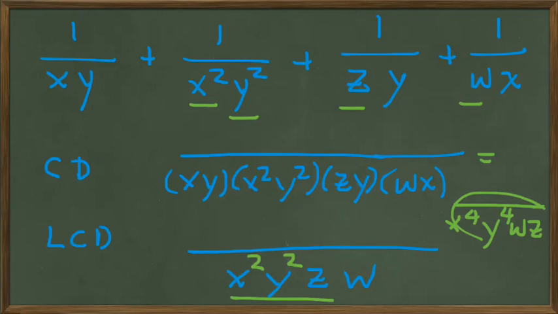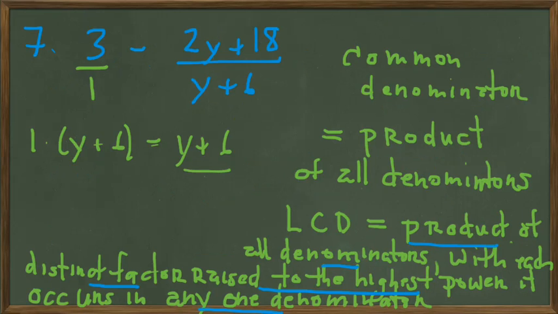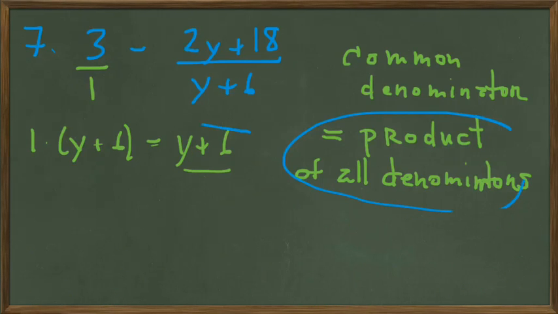So going back to where we were with this problem, in a lot of cases, the common denominator and the least common denominator are the same. It's just calculated as the product of all the denominators, which is the case here. So the LCD is the common denominator. So let's combine these two fractions with that common denominator.